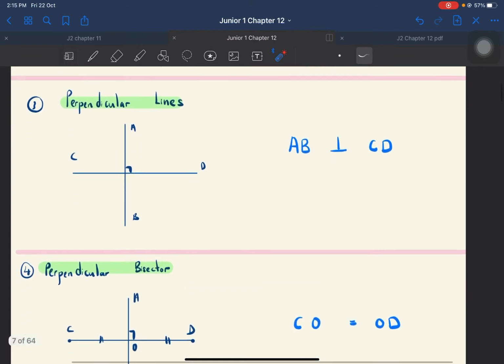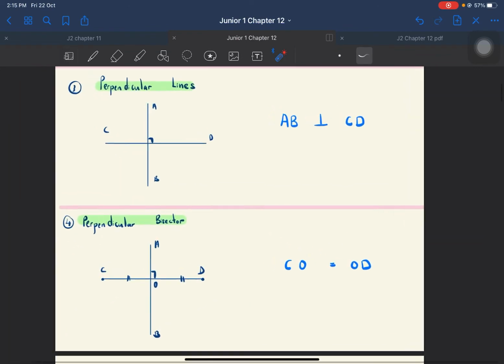How about perpendicular bisector? Same as perpendicular lines, CD and AB are perpendicular lines. But AB is the perpendicular bisector of line segment CD. Still remember what is a line segment? A line segment refers to a line that has two endpoints. So when we say perpendicular bisector, this line AB is going to cut the line CD into equal halves. It bisects the line segment CD into equal halves.